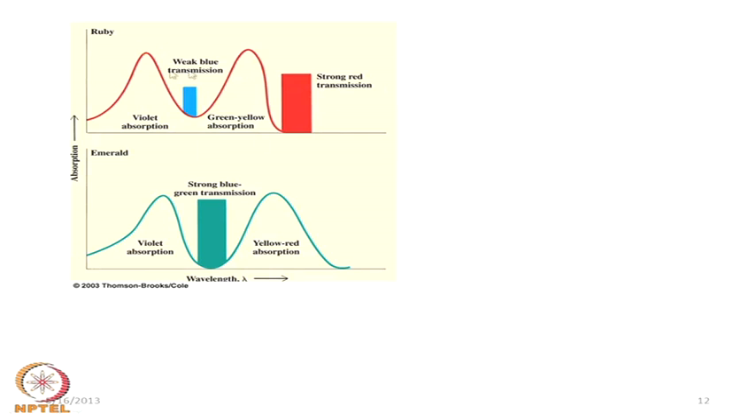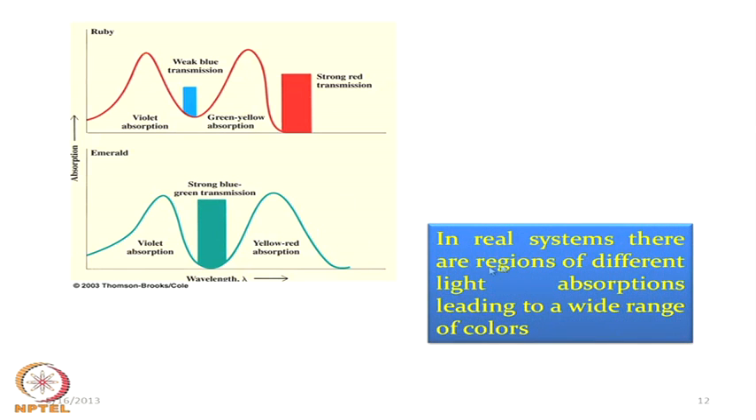So, when we have multiple absorptions we can also consider the corresponding transmissions in the two color ranges. So, what we see is that we have a corresponding hybrid color of these two. Similarly, in case of emerald we have the violet absorption and yellow red absorption. So, strong blue green transmission. So, the color of this will be the strong blue green, and some part from here can also mix up with the blue green coloration of this.